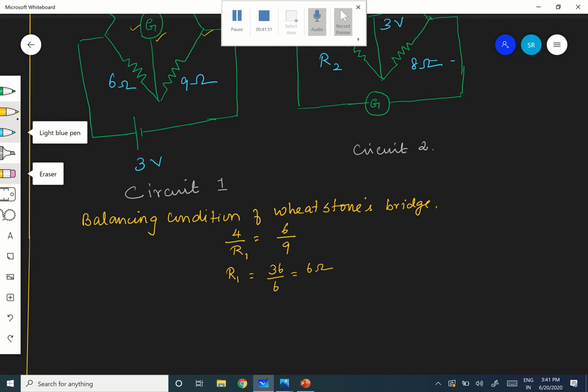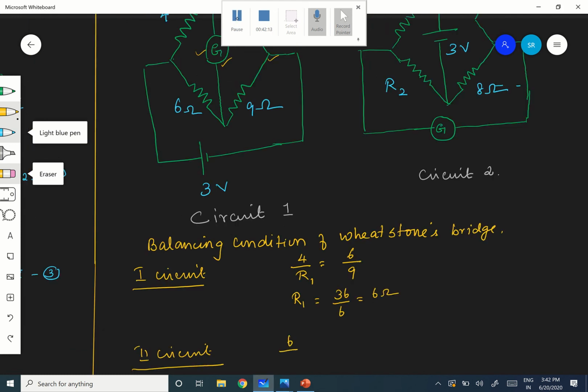So now what is the second circuit? It is the first circuit done, then the second circuit. Here it is 6 by 12 is equal to R2 by 8. R2 by 8. Therefore what is your R2? This implies your R2 is equal to 4 ohm. R2 is 4 ohm.